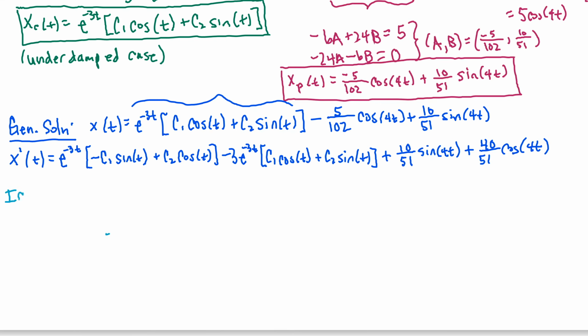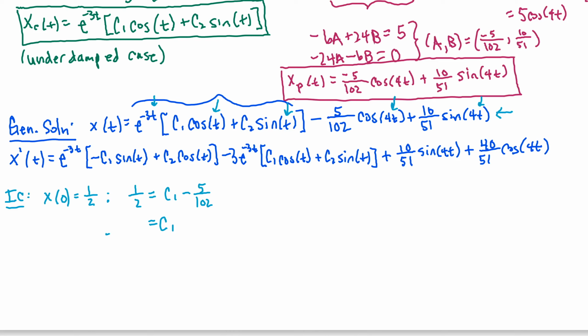Applying our initial conditions, x of 0 was given to be 1/2. So I'm going to plug 0 in for t and set the entire function equal to 1/2. Remembering that e to the 0th power is 1, cosine of 0 is 1, we end up with c sub 1, and sine of 0 is 0, so that term goes away. Then cosine of 0 here is 1, so we have minus 5 over 102, and sine of 0 is 0. So we can easily solve this one for c sub 1.